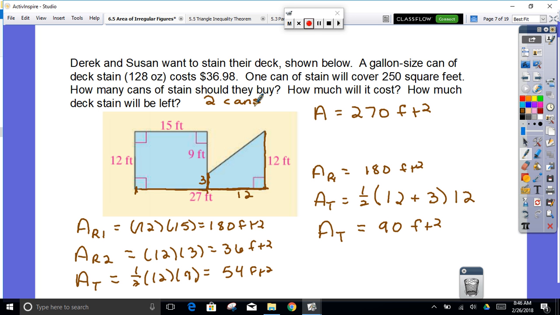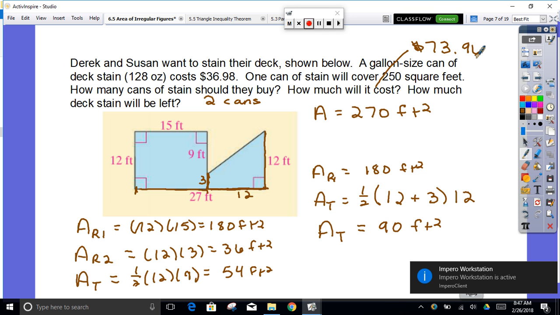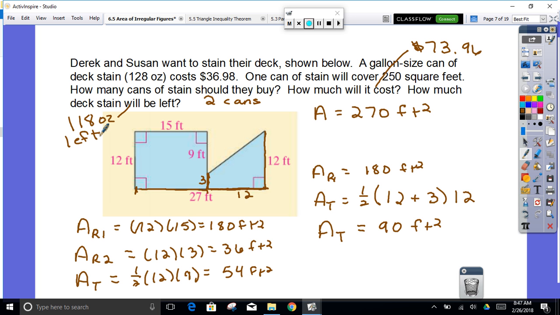Good, $73. Now, if this were a PSSA question, you would need to be writing these out, but I'm out of space. I don't have more paper to write on, so I'm just going to insert them up there. And how much deck stain will be left? Devin? 117.76. Yeah. Which I'm going to round to 118, so I'm going to say there will be 118 ounces left. How many of you got that?